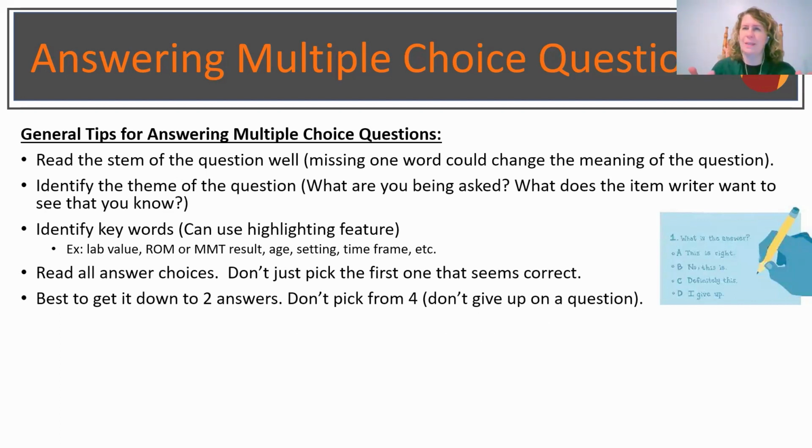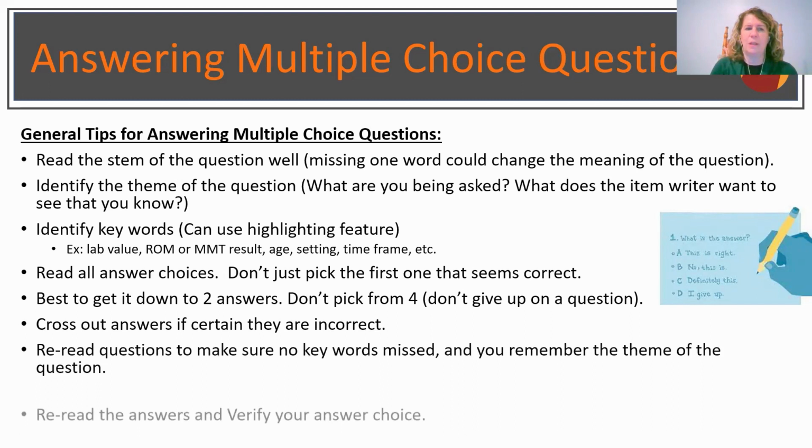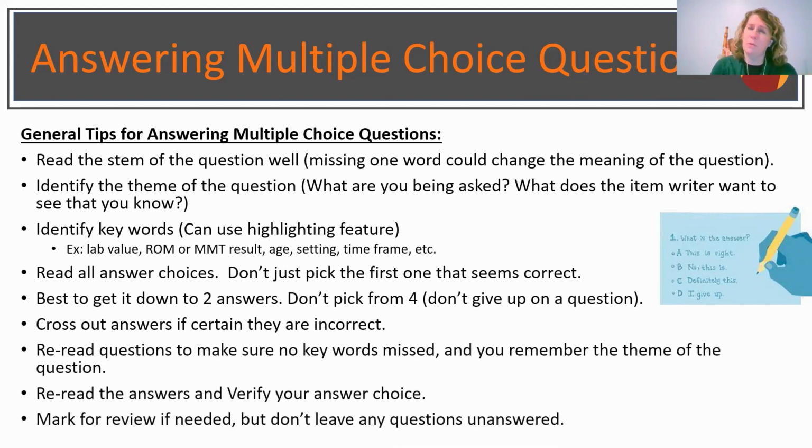Use some test taking tips to try and get it down to 2. It's very likely one of those is the right answer. So now you only have a 50-50 chance of getting it right. If you know the answer is wrong, cross it out. Then you don't even have to look at it again. Okay, we talked about this. Reread, verify your answer, mark it for review. Okay, if you have time, we do suggest you go back and review. If you don't have time, you're going to have to move on. But if you have the time and you've marked some for review, go back and review them.